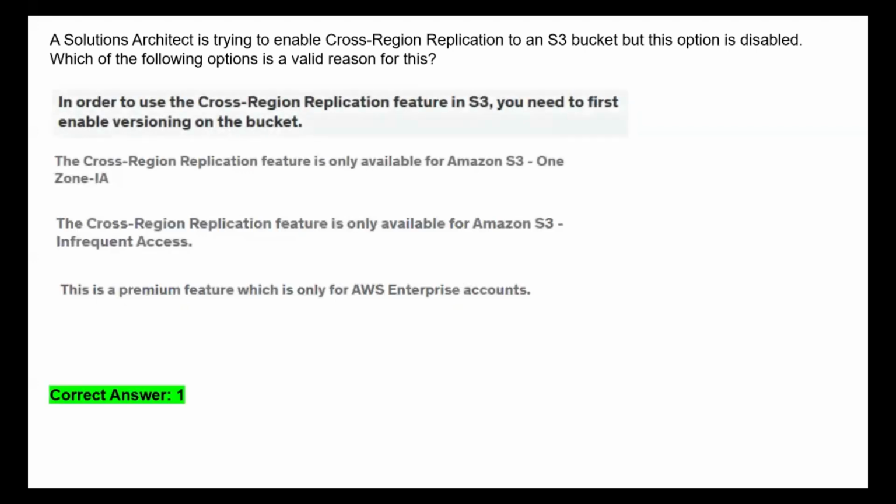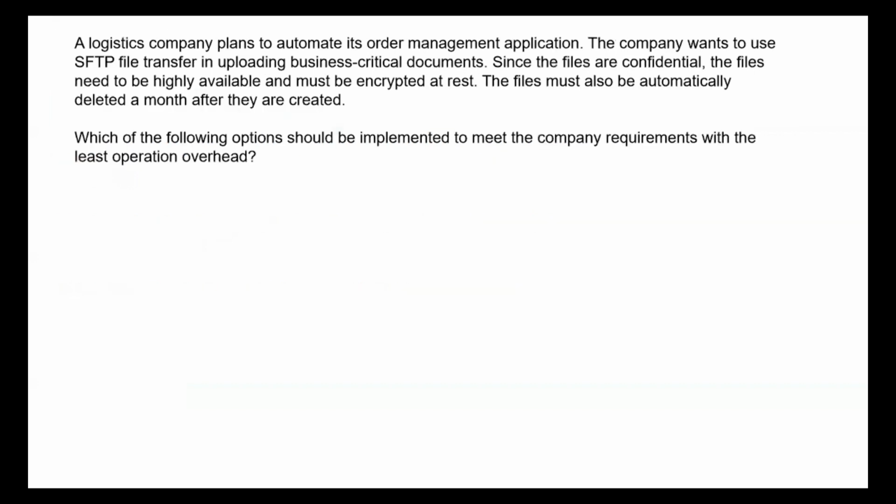So for cross-region replication, versioning is a prerequisite. You have to enable versioning on both the source bucket and the destination bucket. That is the reason choice 1 is the correct answer. We need to first enable versioning on the source and destination buckets. Okay, let's move to the next question.